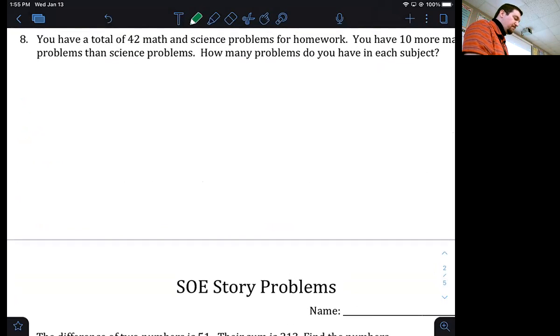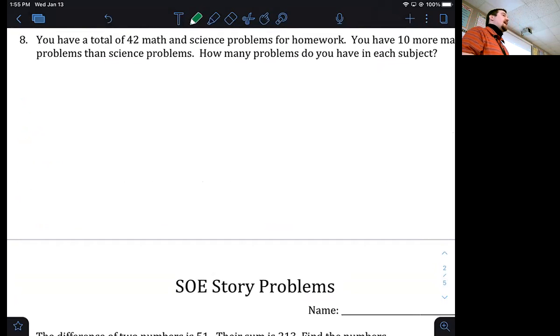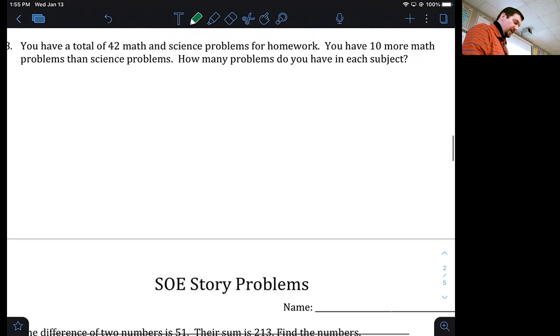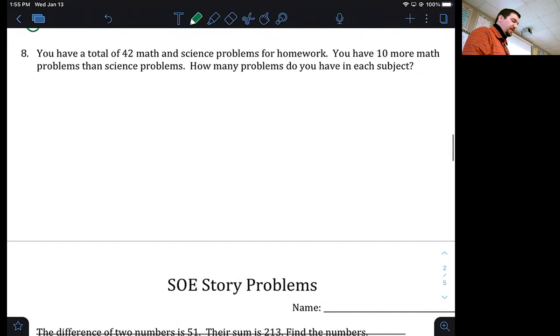Okay, last one. Listen, last one, and then I'm going to give you your success time to either work on this because you still have to solve, or you can work on a different assignment. But we got a few minutes left, and we're going to finish number 8 here. It says you have a total of 42 math and science problems for homework. You have 10 more math problems than science problems. Now, this looks like the kind of questions we saw right from the Big Ideas homework. How many problems do you have in each subject?